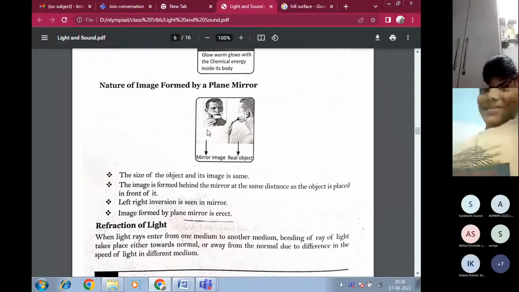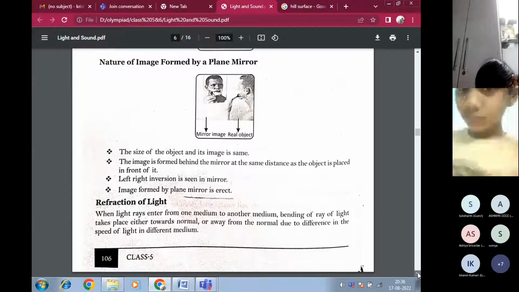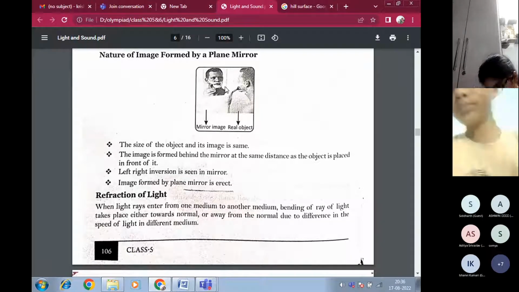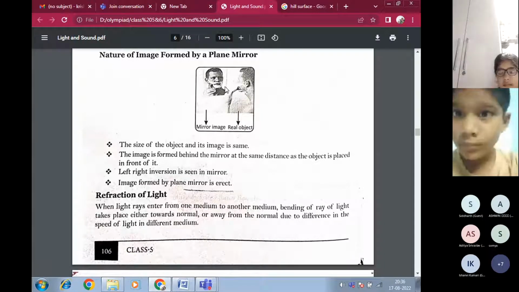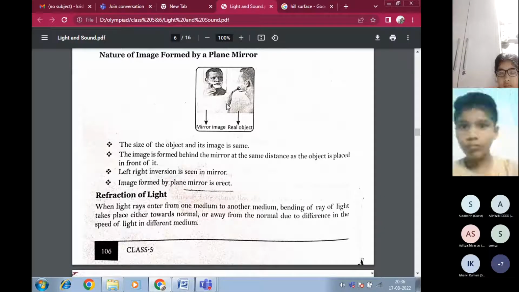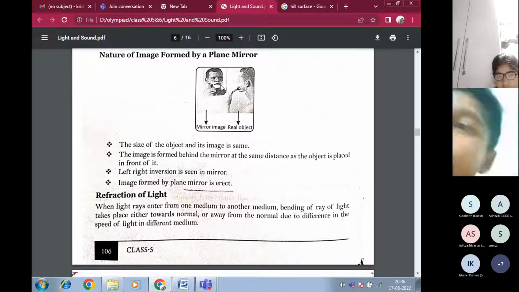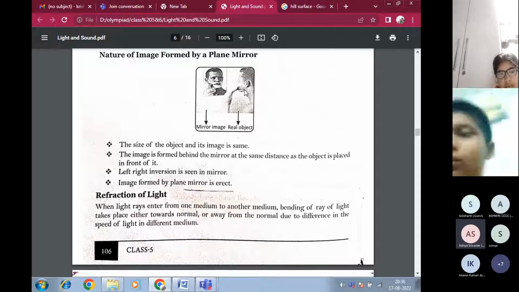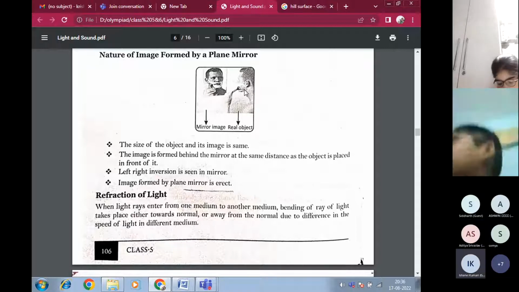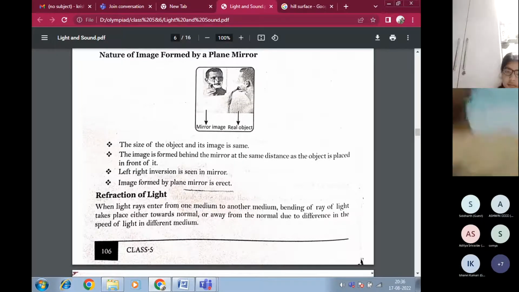Let's come back to the plane mirror here. We daily stand in front of the mirror, right? However the image is formed, however you are, that kind of image you can see in the mirror. Whatever you're holding in your hand, however you are, that image you are able to see in the mirror. That only you call a real image or real object.